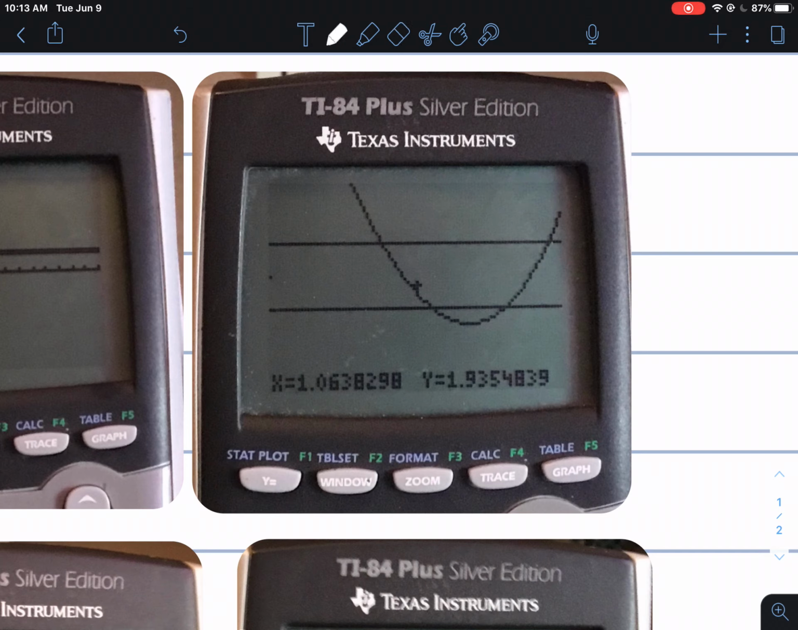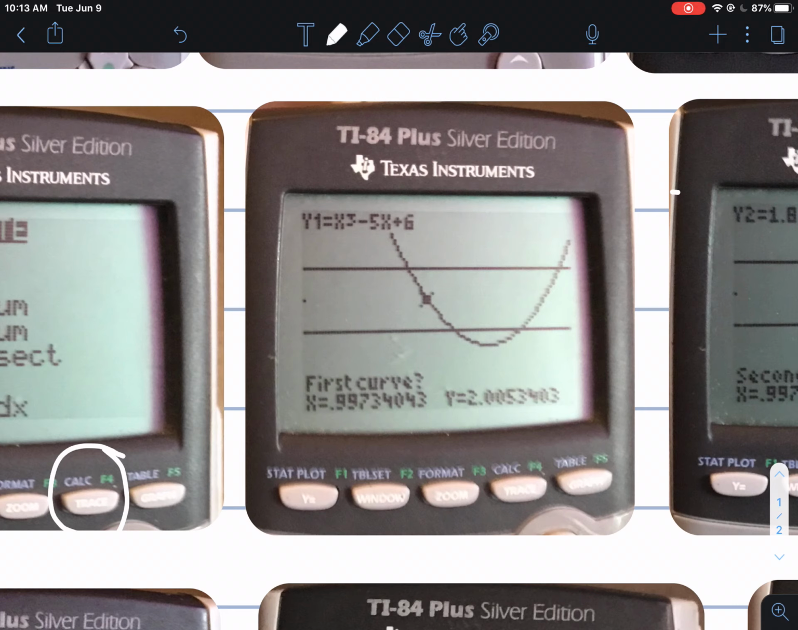So you press second and trace, that's the calc menu that comes up. Then we're picking number 5 for intersect. We want to find the point of intersection between the curve and that horizontal line at 1.8. Now the graph is going to come back up. Notice here it says first curve. Up at the top it's got y1.